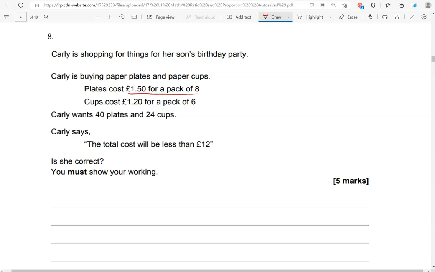So, for the plates, we've got £1.50 for 8 plates.